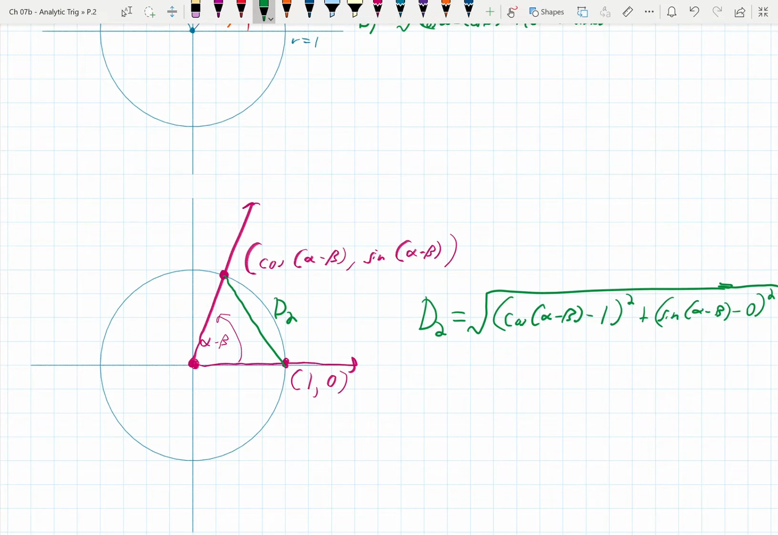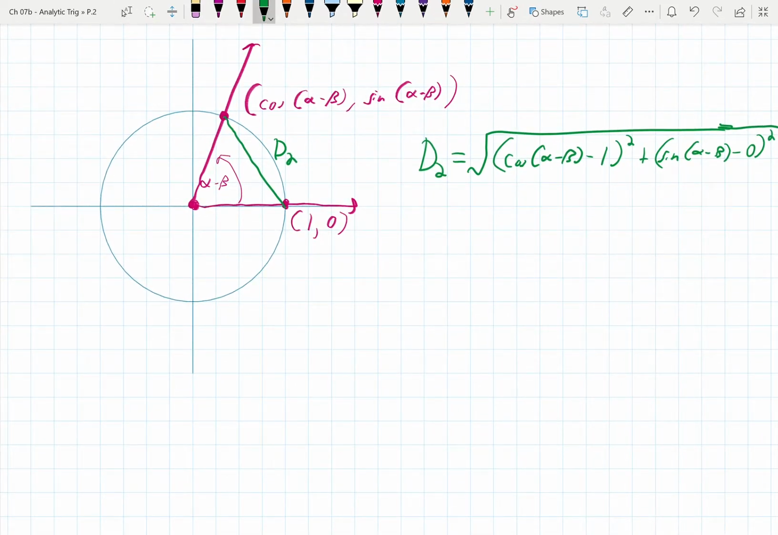What do you think I'm going to do with d1 and d2? Yep, say it loud, Carlos. I don't think the mic picked you up there, but we are going to set them equal to each other, yes. d1 should be equal to d2. They are basically the same 2 distances expressed differently.